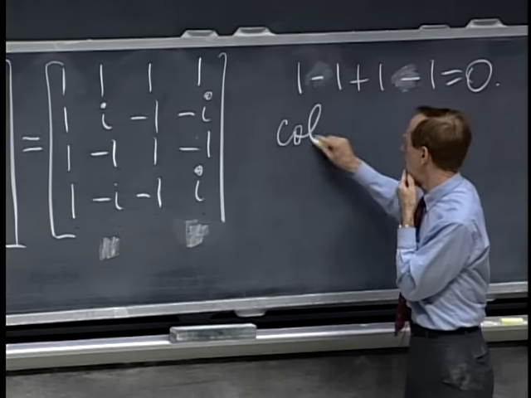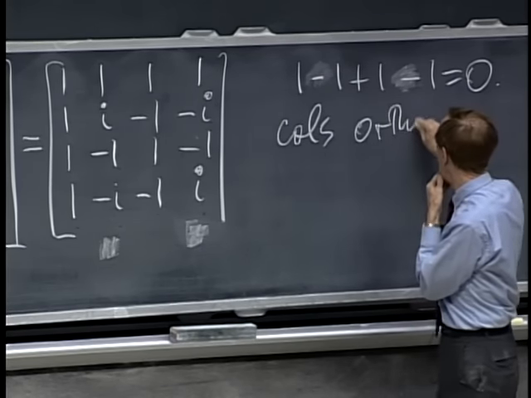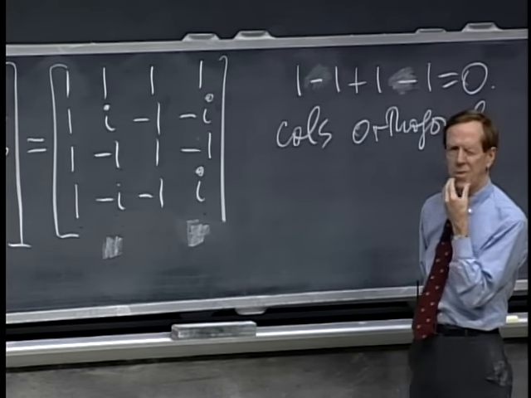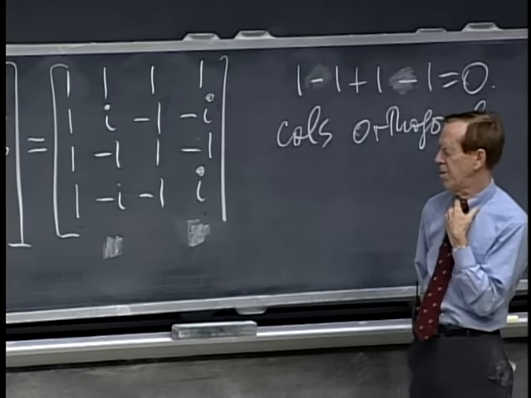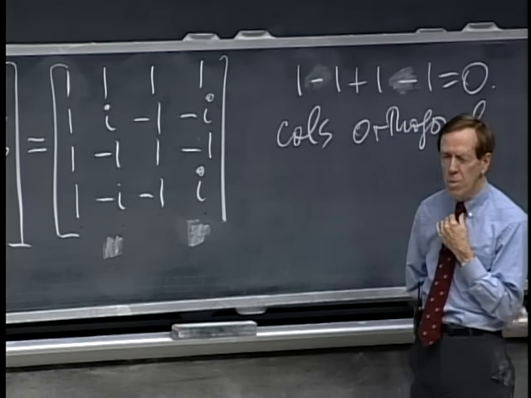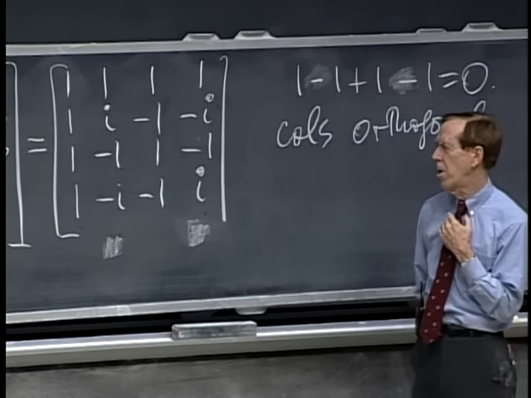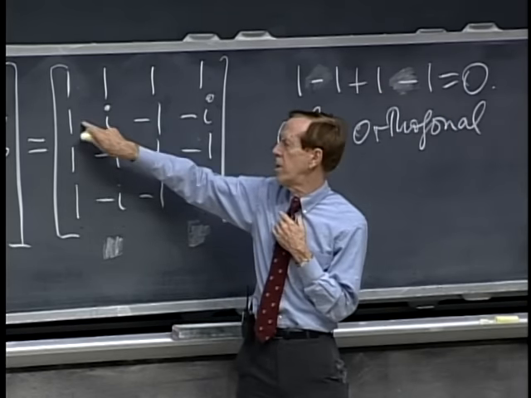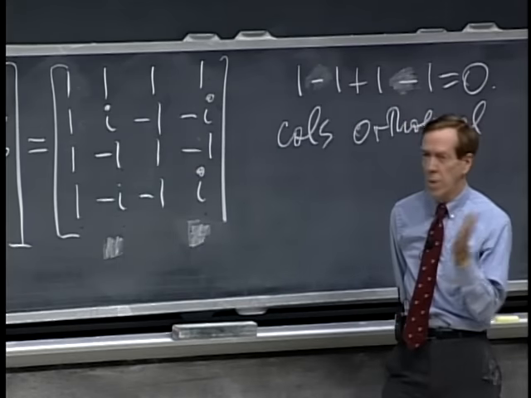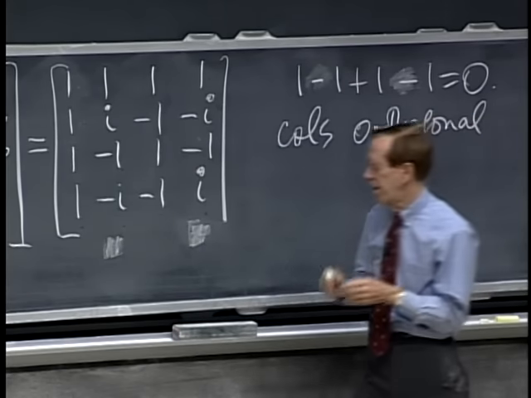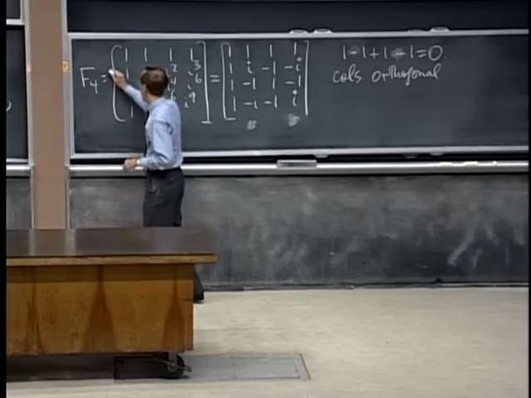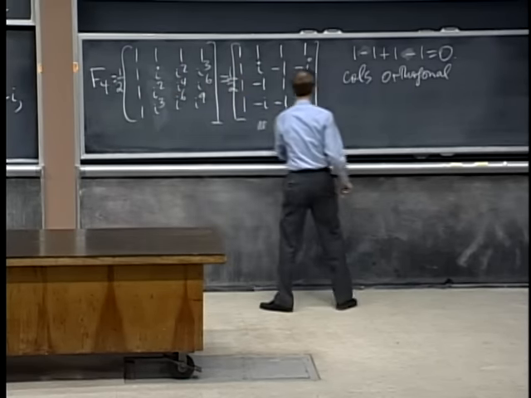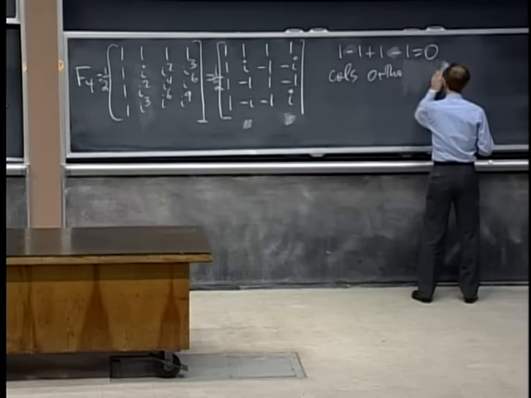So columns are orthogonal. They're not quite orthonormal, but I could fix that easily. Those columns all have length 2. Length squared is 4: 1 squared plus 1 squared plus 1 squared plus 1 squared is 4. Square root is 2. So if I really wanted to fix life up perfectly, I could divide by 2. And now I have columns that are actually orthonormal.